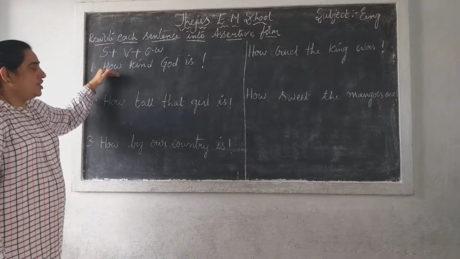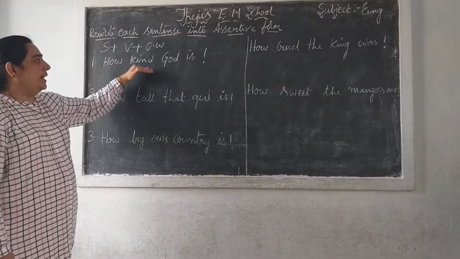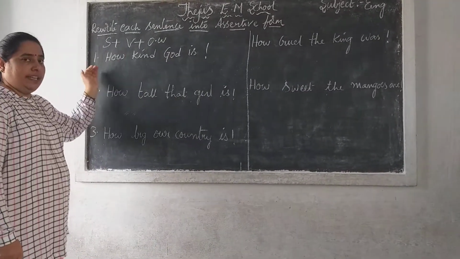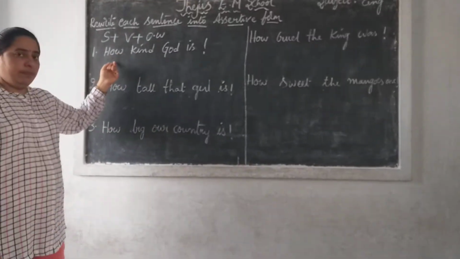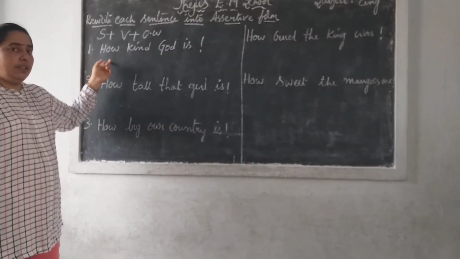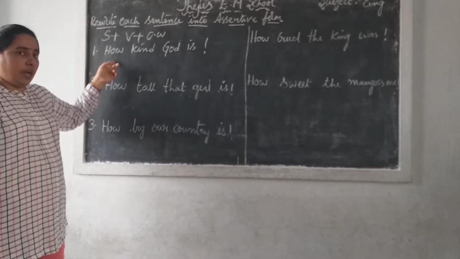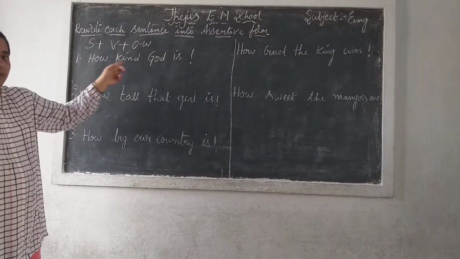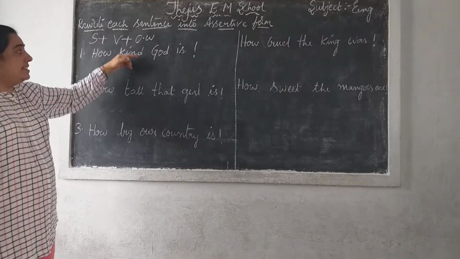See the sentences, children. How are these sentences? How kind God is. See, in what form is it? It is in exclamatory form. How means what? We have learned before. If "how" comes and here the exclamatory mark, this is in exclamatory form. So we have to change this into assertive form.